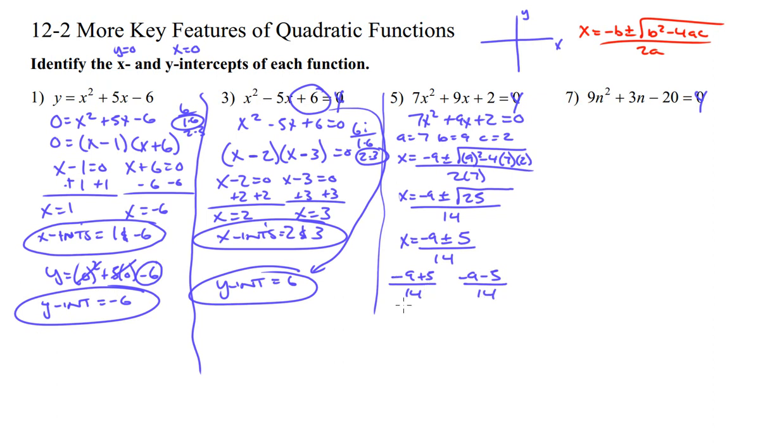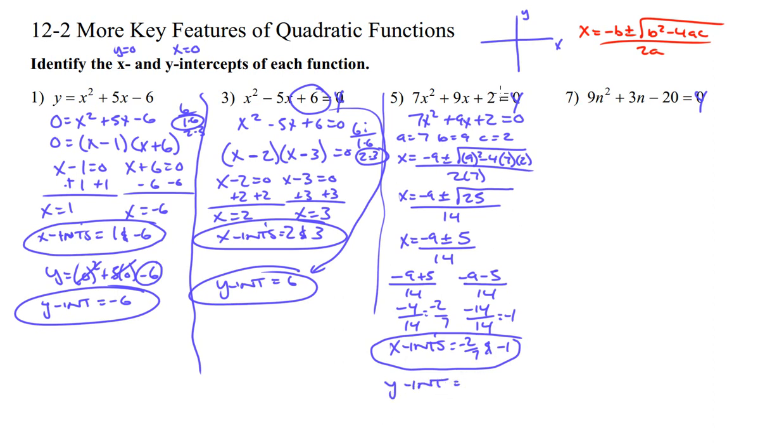Negative 9 plus 5 is negative 4 over 14. We can just leave it like that. Actually, let's solve the other one. Negative 9 minus 5 is negative 14 over 14, which is simply negative 1. So we get that our x-intercepts are negative 4 over 14, which is negative 2/7, and negative 1. Those are the x-intercepts. And then the y-intercept is simply going to equal this positive 2 right here. Okay?